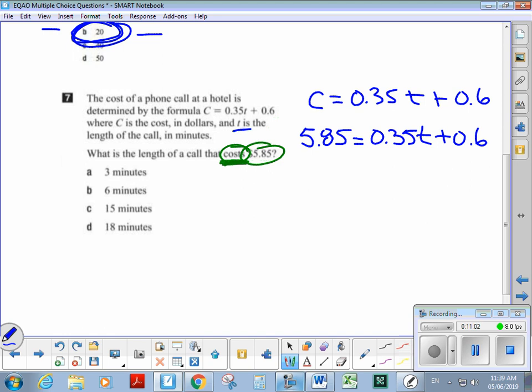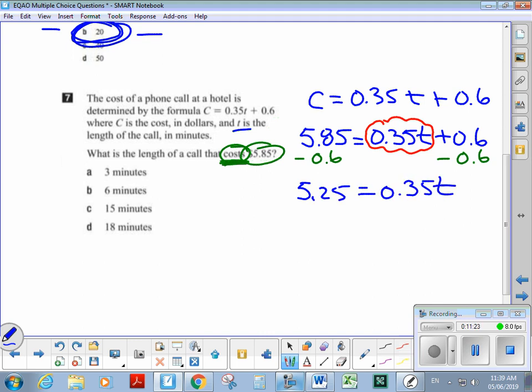I can hear Joel yelling out, get rid of the 0.6, because remember, you want to get that term by itself. So we're going to subtract 0.6 from both sides. So 5.85 minus the 0.6 leaves me with 5.25 equals 0.35t.